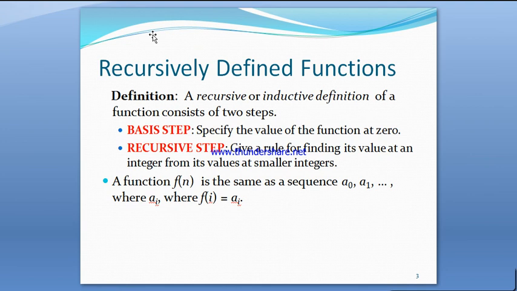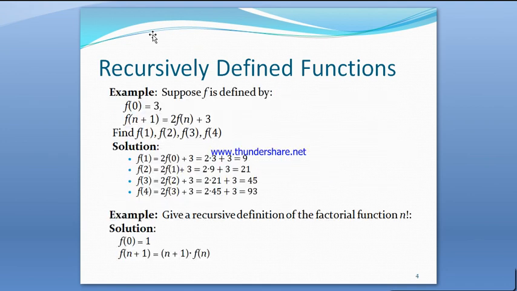Its recursive definition is completed. Sometimes a function f of n can be used to represent the sequence a0, a1 and so on, where an is the nth term, so that f of i equals ai. Let us consider a few definitions of functions and the related examples based on the recursive definition.